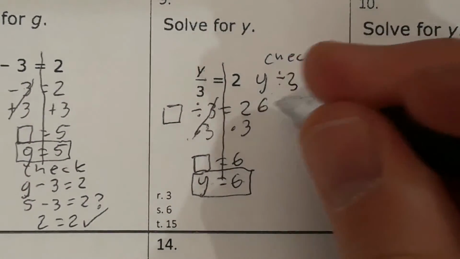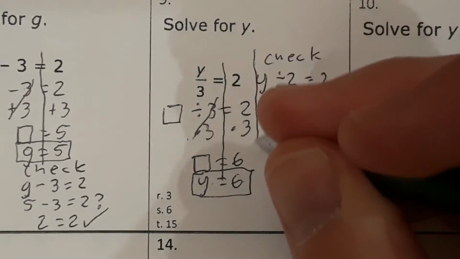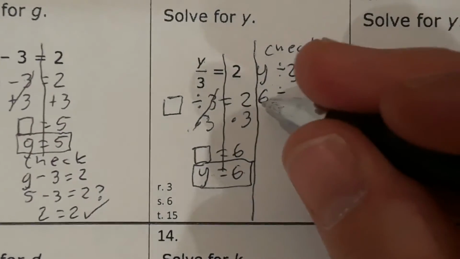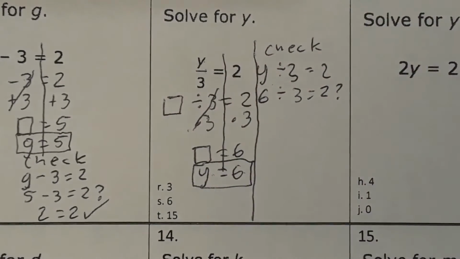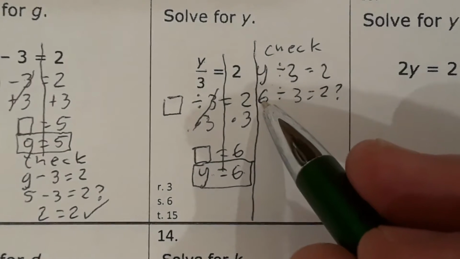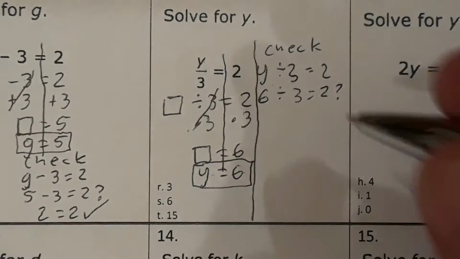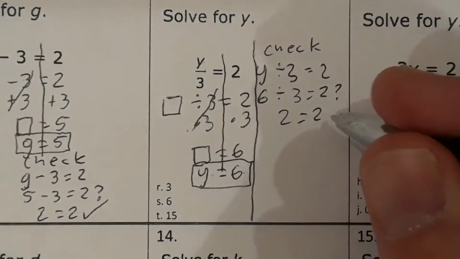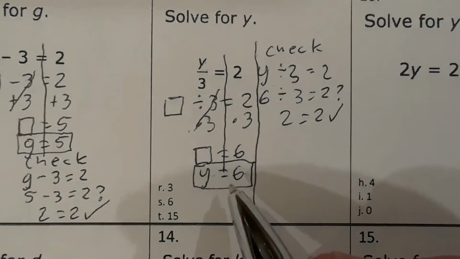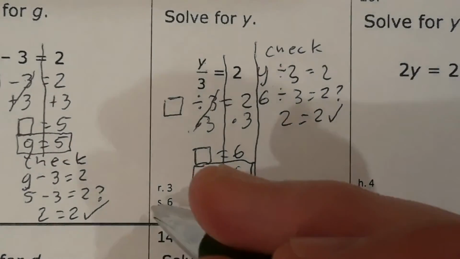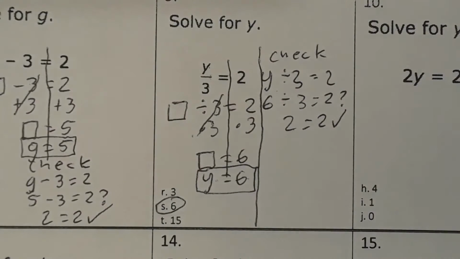So is it true that 6 divide 3? I'm going to break this up so you don't get it mixed up. Is it true that 6 divide 3 is equal to 2? Question mark. And remember, both sides have to be equal to make the statement true. 6 divide 3 is 2, and therefore 2 does equal 2. Check. And the final answer of y of 6 is the correct answer.